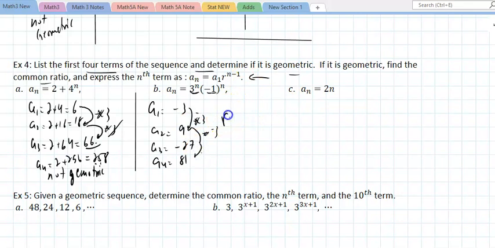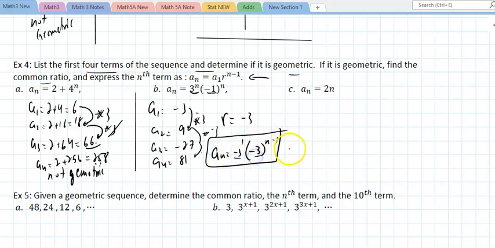So yes, the common ratio is negative 3, and a sub n is the first term times r to the n minus 1. And you notice those have the same base. If you multiply those and combine, you could get something else, but that's all we want. We want it in this form.